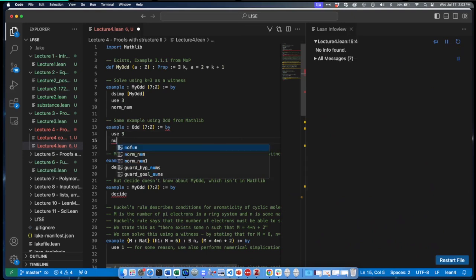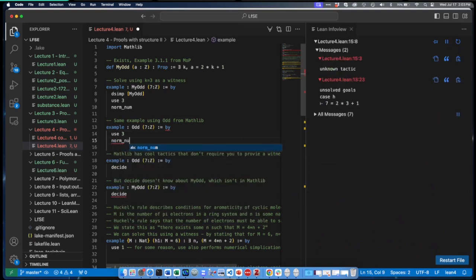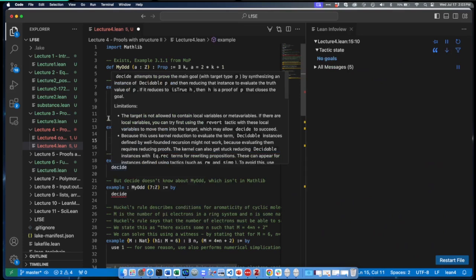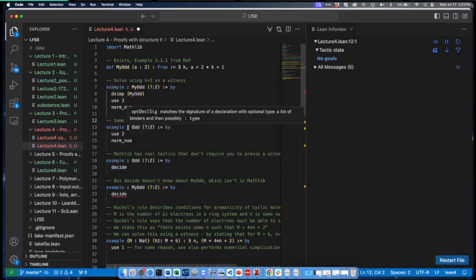I always found this to be annoying, that in order to prove this statement, you need to figure out the answer yourself. In order to prove that 7 is odd, I need to find the magical number 3 that makes this work, I need to find the witness. Well, Mathlib does have cool tactics that don't require you to provide a witness. Decide is a cool tactic like that. So you can see I can just say odd 7 colon Z, and I don't even need to provide the 3.